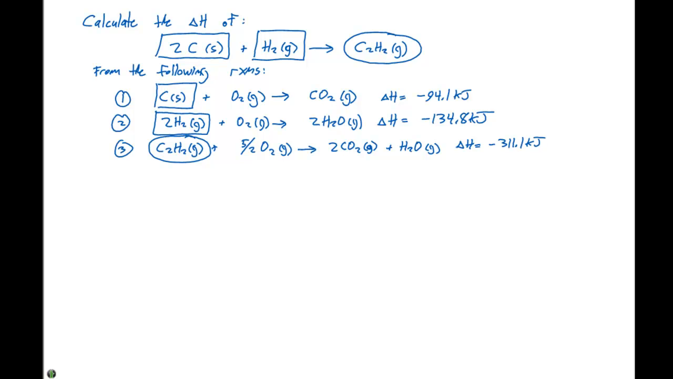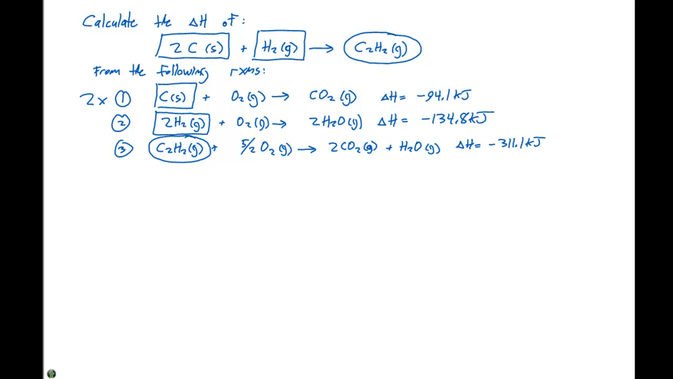Okay? So when we use Hess's law, we can add all of these up, and we can switch them around and change around the coefficients, which will change around our energies, and hopefully when we add these up, we're going to get 2 reactants and 1 product. So first, let's look at the carbon. We have 2 carbon in our overall reaction, so we need to take 2 times reaction number 1.